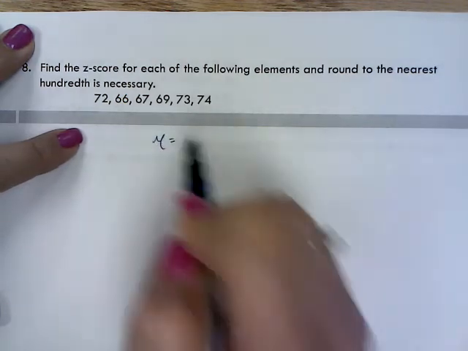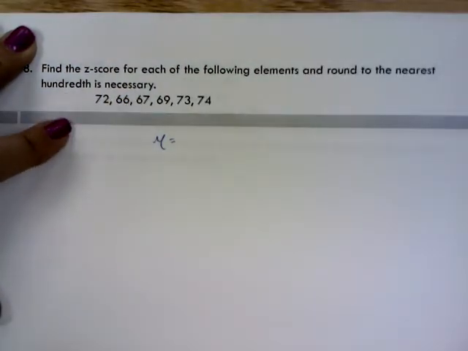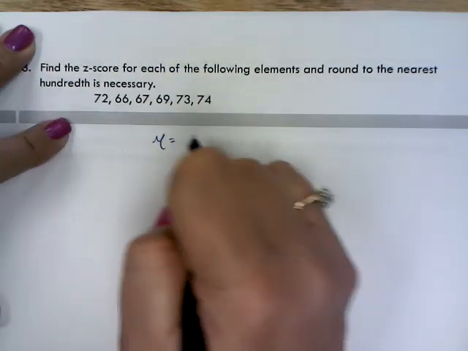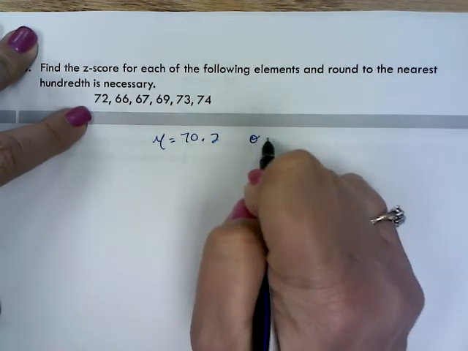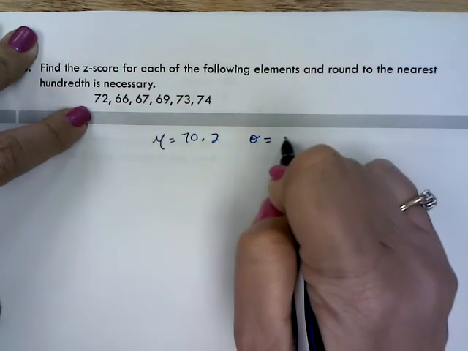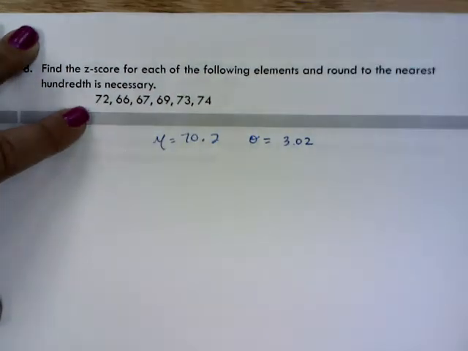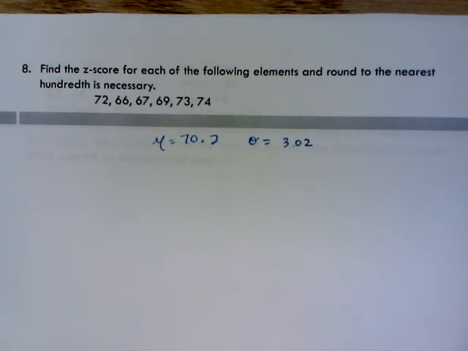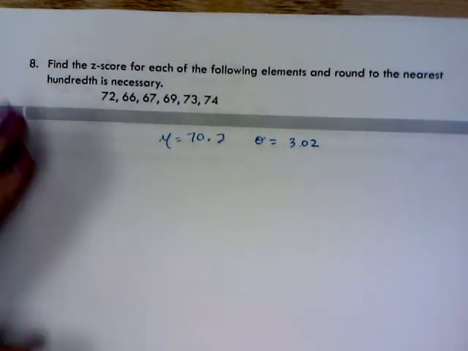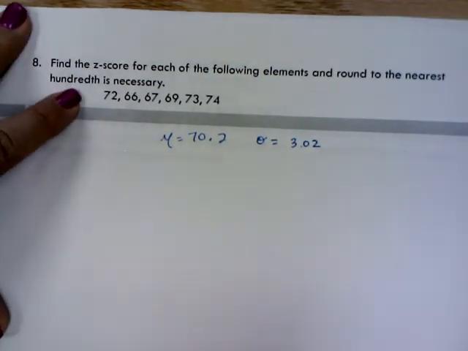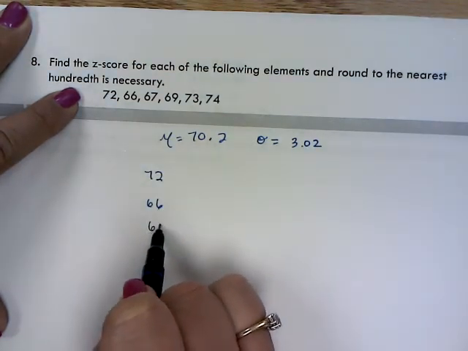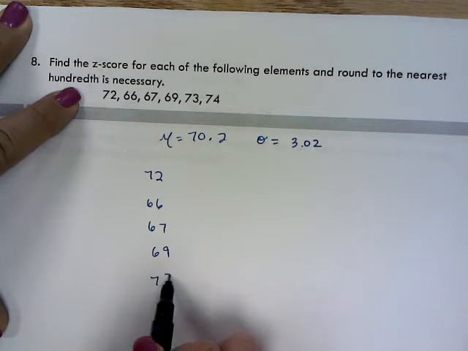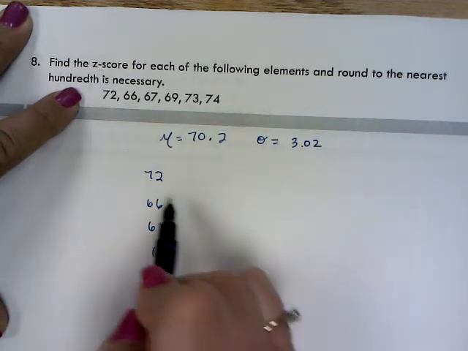So here, we already know from our previous work, I still have it on my calculator, that my mean is 70.2. Same data I've used for every problem. We know that my standard deviation we found was 3.02. Okay, so now, if I want to find a z-score, it's individual, so I've got to do it 6 times. Again, I'm going to make a chart because I like the way it organizes my information. I'm all about easy to read, easy to follow.